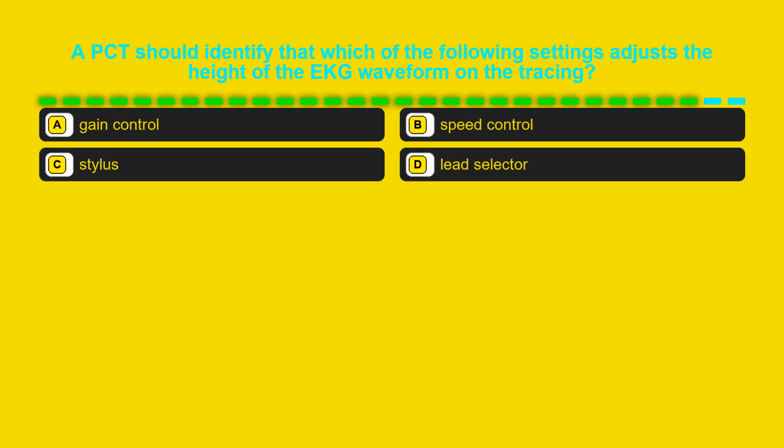Question 38. A PCT should identify that which of the following settings adjusts the height of the EKG waveform on the tracing. Option A. Gain control. Option B. Speed control. Option C. Stylus. Option D. Lead selector.